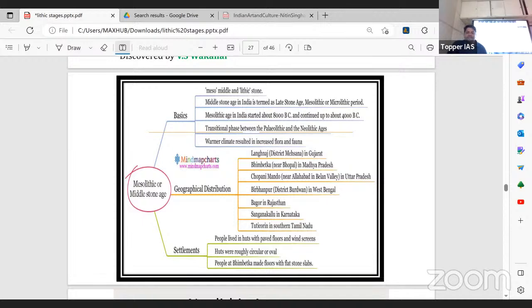Mesolithic sites. Okay. So people lived in huts, right? Basically they were not completely nomadic. They lived in huts, which were roughly circular or oval.